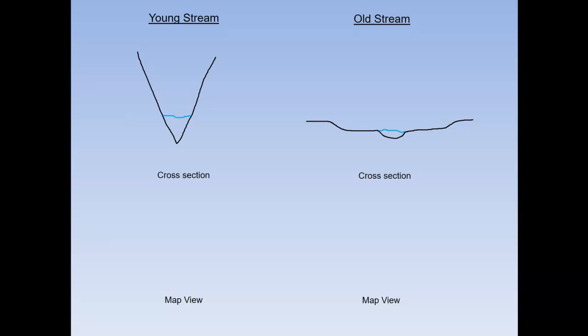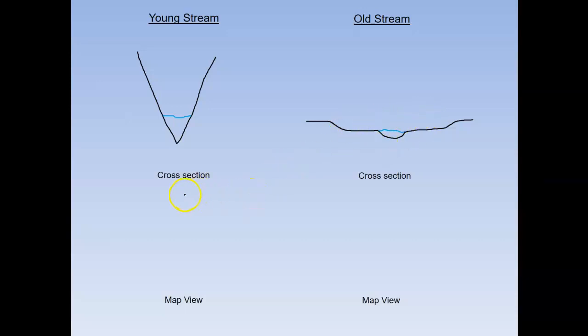There's nothing else. But over on my old stream, I have a stream channel that's in the middle, but I have this flat area on either side, which we're going to define as the floodplain. And the reason it has that floodplain is because my stream is now eroding more horizontally, side to side, and it's actually cut into this material here and created a floodplain. And of course, when water gets too much for the stream to handle and it floods, it will actually go out into the floodplain and cover that area.